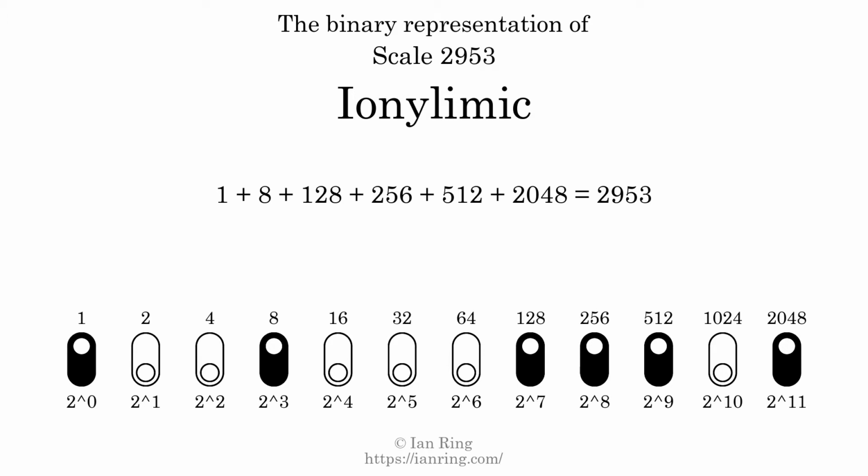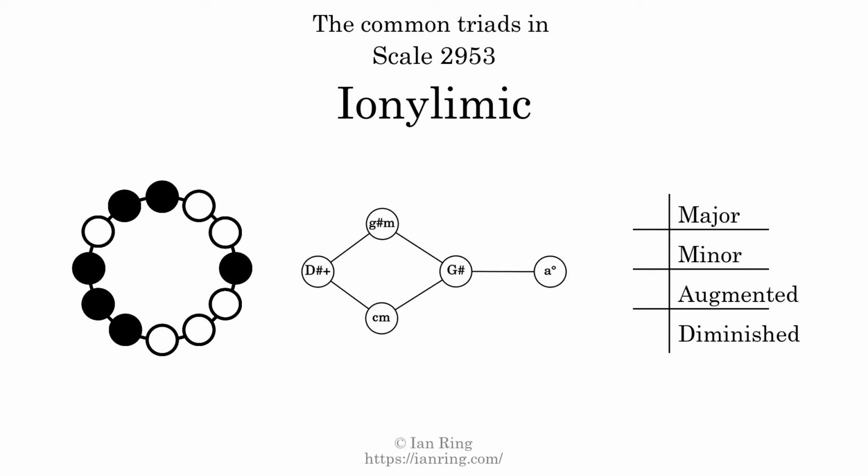2953. That is why the scale number, in decimal, is 2953. The scale number not only enumerates the scale with a unique index, but it also literally describes the tonal content of the scale. Represented as a binary number in base 2, the scale number is 101110001001. Here are the common triads present in this scale.